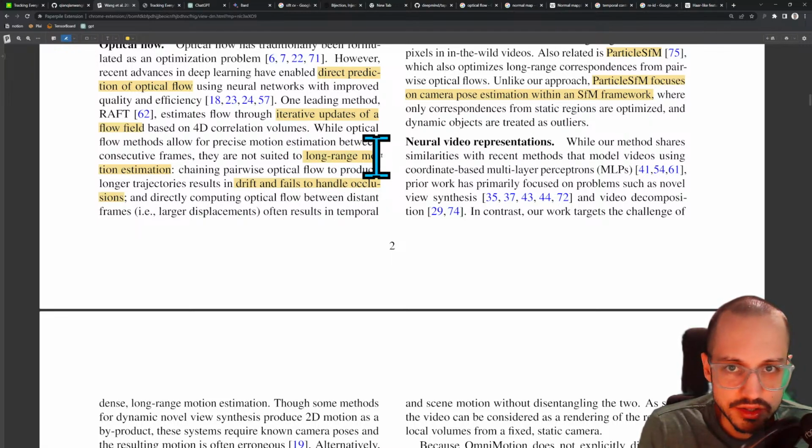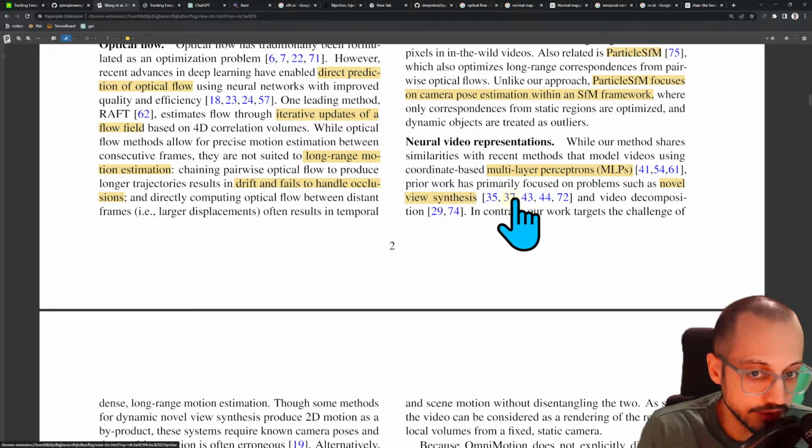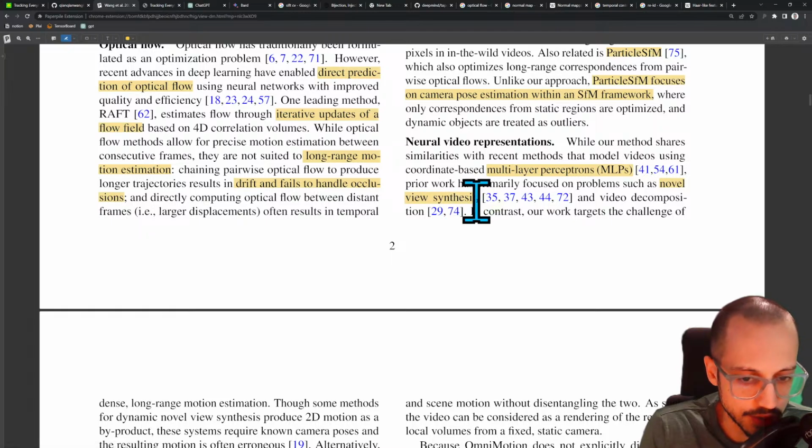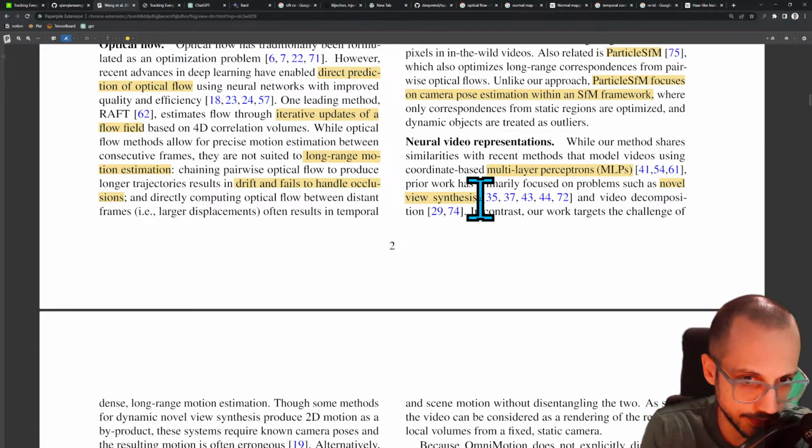Neural video representations. While our method shares similarities with recent methods that model videos using coordinate-based multi-layer perceptrons, MLPs, right? Just think about a little tiny neural net, basically. Prior work has primarily focused on problems such as novel view synthesis. Novel view synthesis is just a fancy way of saying generating images from a new view. So for example, a NeRF is a form of novel view synthesis, right? You have a bunch of views of an object, and then you generate a novel view from the NeRF.